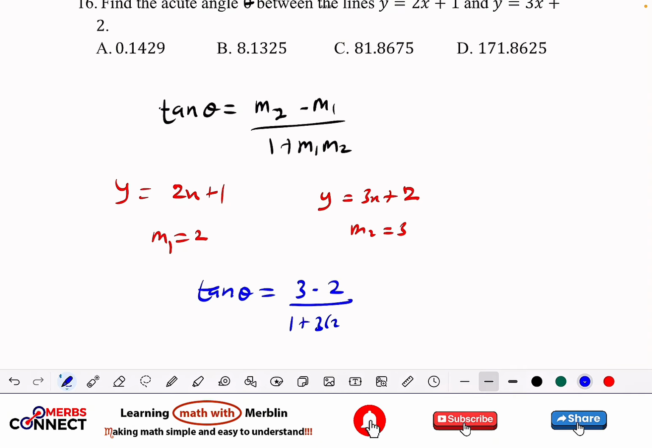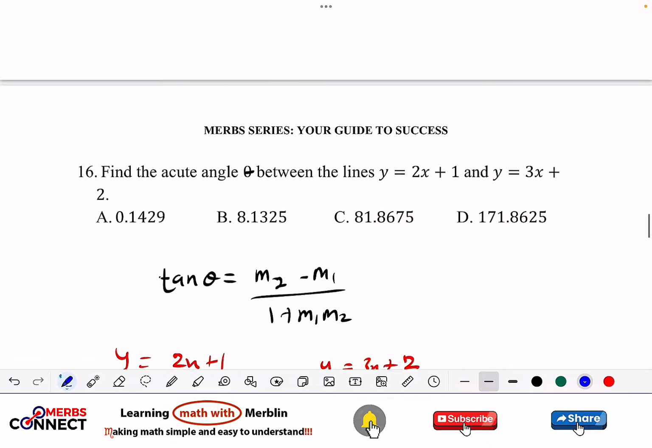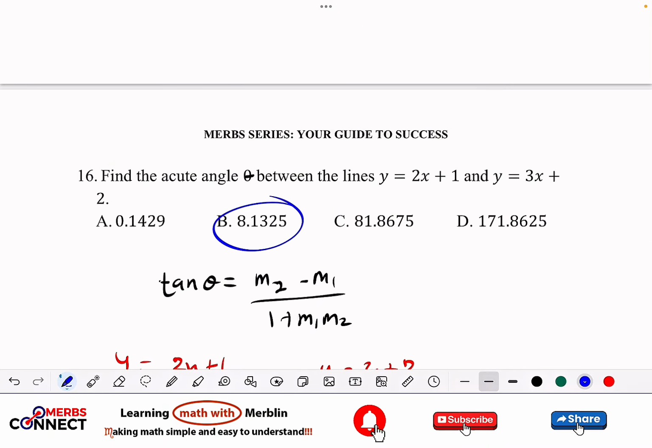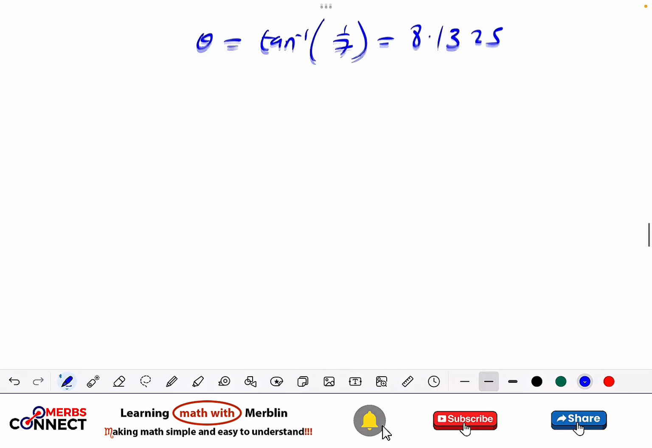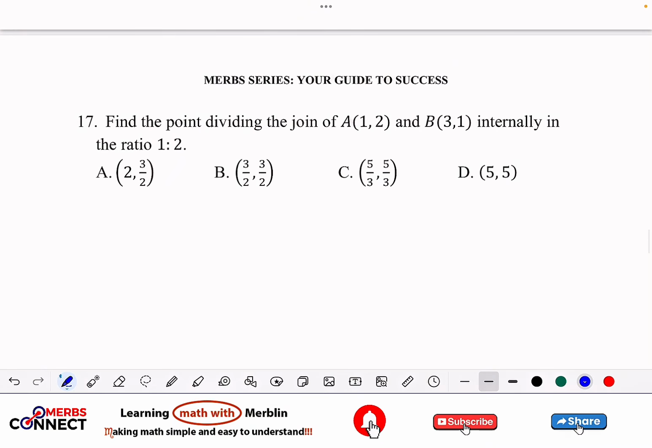1 plus 3 times 2, this is 1 divided by 1 plus 6, which is 1 divided by 7. So we are finding theta. Theta is equal to tan inverse of 1 over 7, and you can check it on the calculator to confirm what I wrote is right: 8.1325. Questions are straightforward, you don't need to be doing a whole lot of things, right?